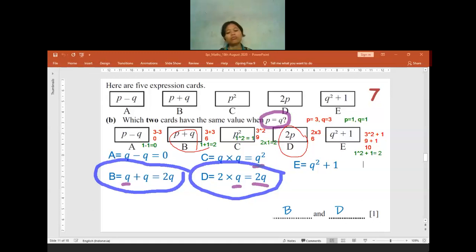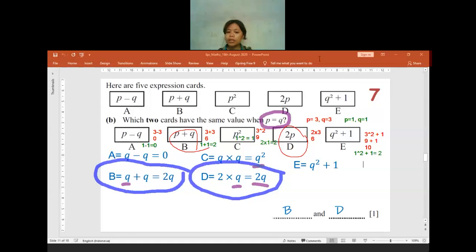No, do not use 0. Do not use 0 because 0 to the power of 2 will be 0. 2 times 0 will be 0. 0 minus 0 will be 0. 0 plus 0 will be 0. So do not use 0. 0 is not a good counter example if you want to prove any expression. 1 is also sometimes not good. Is there anyone else having any question?